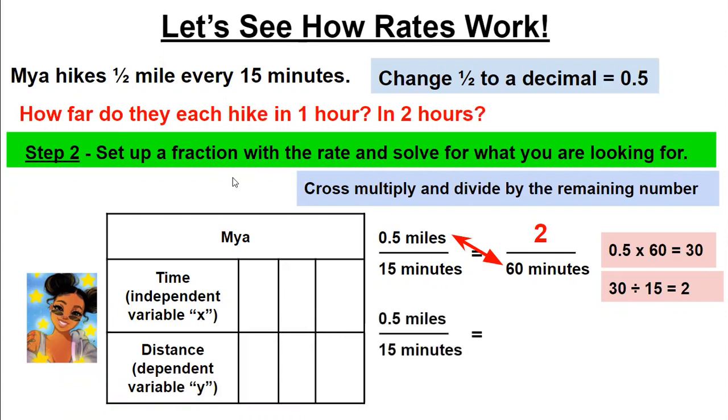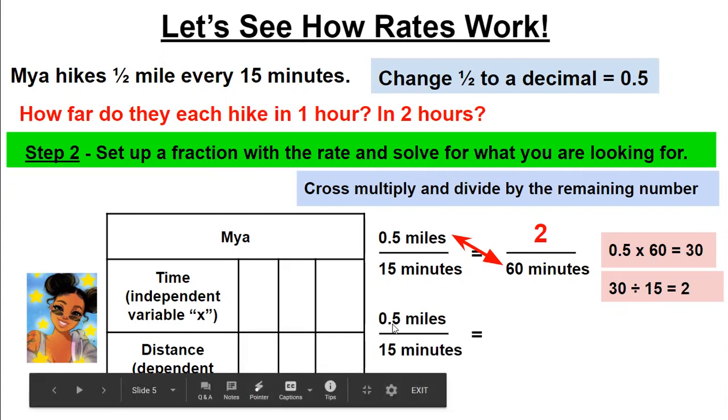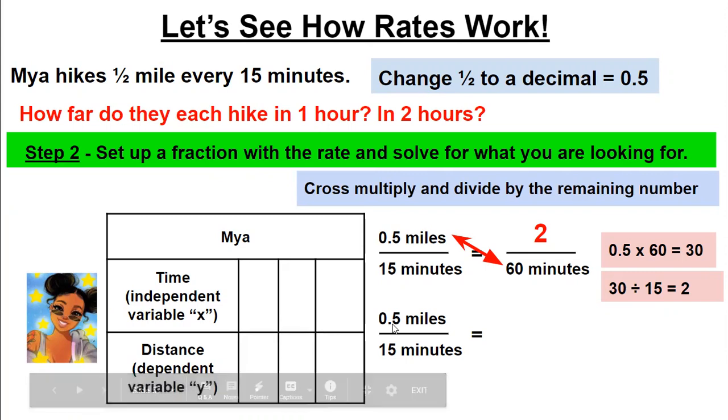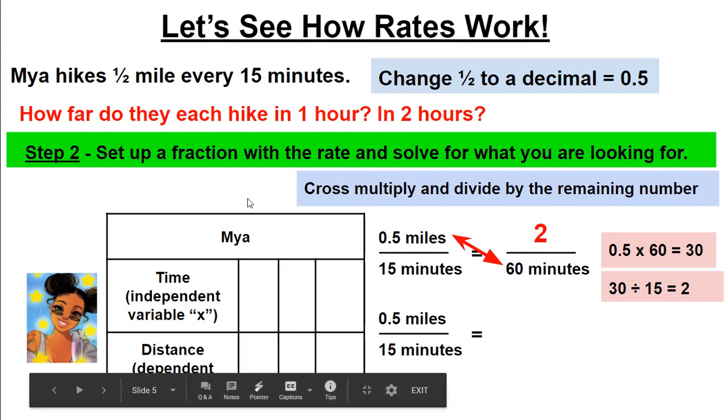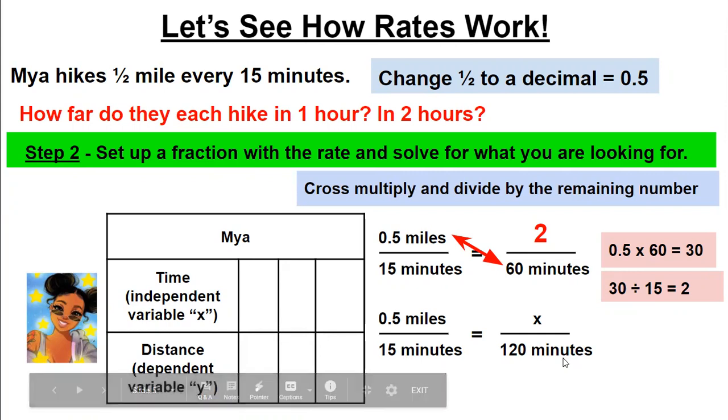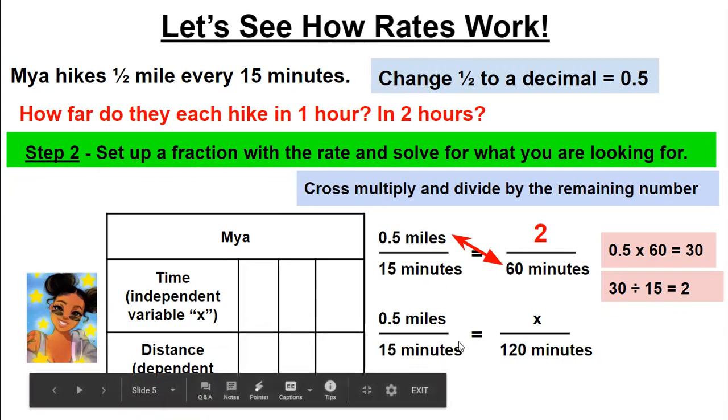Okay, now let's do the 2 hours. Okay, so we got the same ratio, the same rate, 0.5 miles to 15 minutes, and now we're going to put 120 minutes on the bottom. Why did I pick 120? Because 2 hours is equal to 120 minutes. My minutes have to match my minutes. If I wanted to do hours, I'd have to convert 15 minutes to 1/4 of an hour. And I could do that if I would prefer, but I'm going to use minutes.